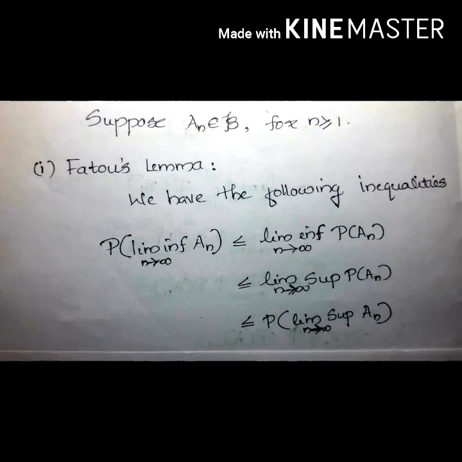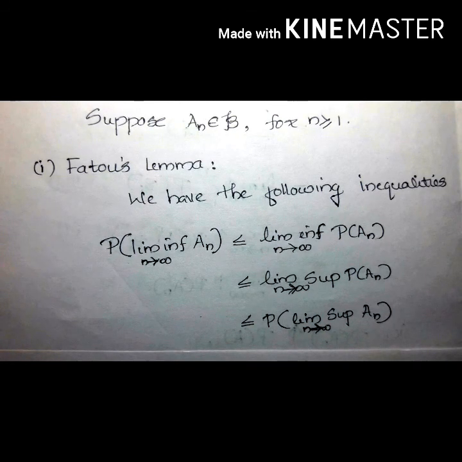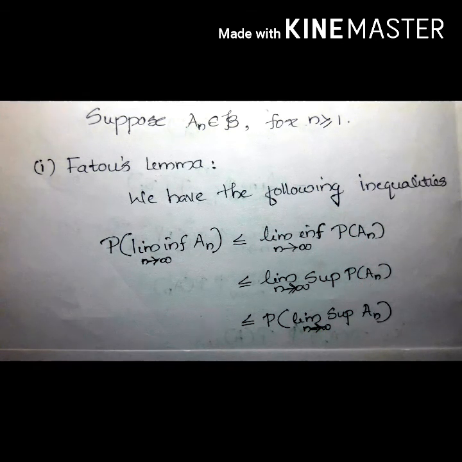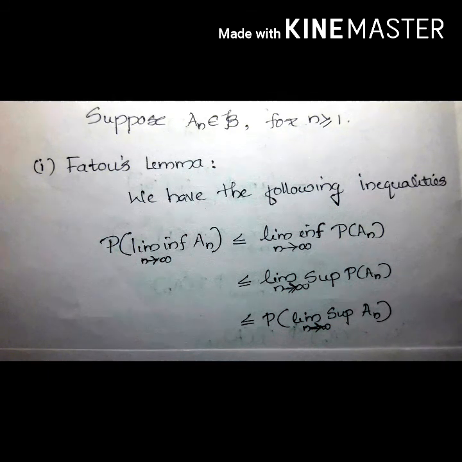Suppose An belongs to B for n greater than or equal to 1. First one is Fatou's lemma. We have the following inequalities. P of limit infimum An is less than or equal to limit infimum of P of An, that is less than or equal to limit as n tends to infinity supremum of P of An, that is less than or equal to P of limit supremum An. That is our Fatou's lemma here.